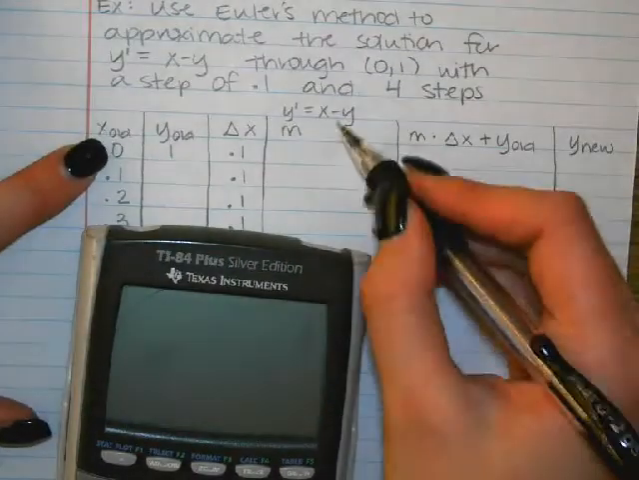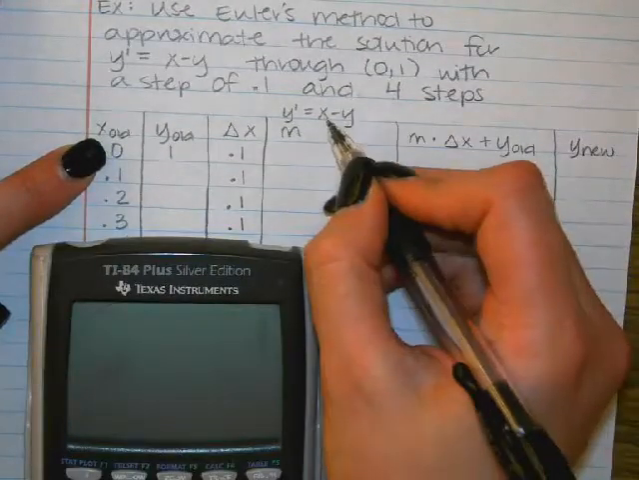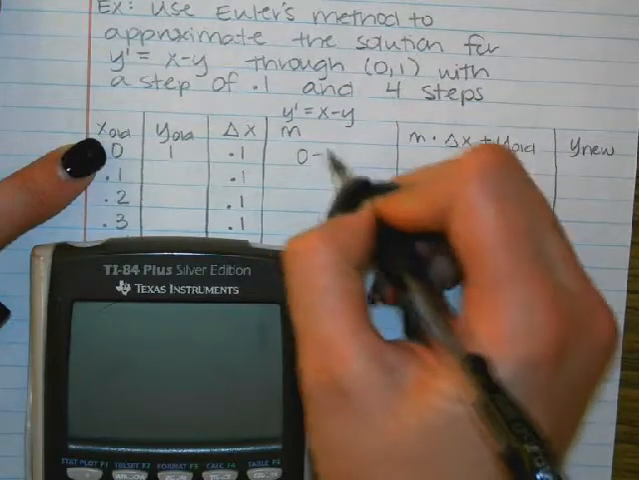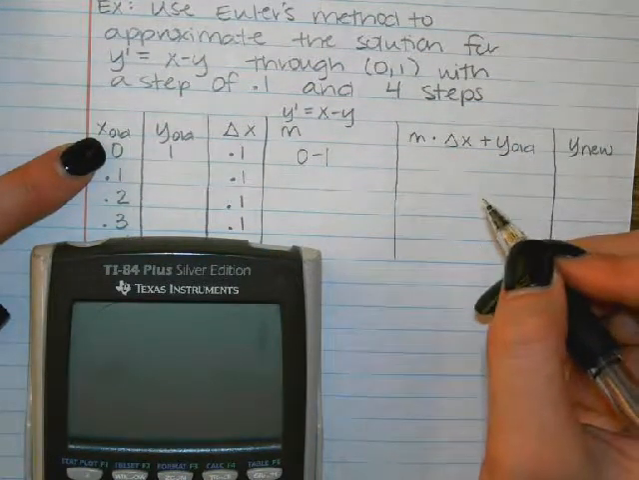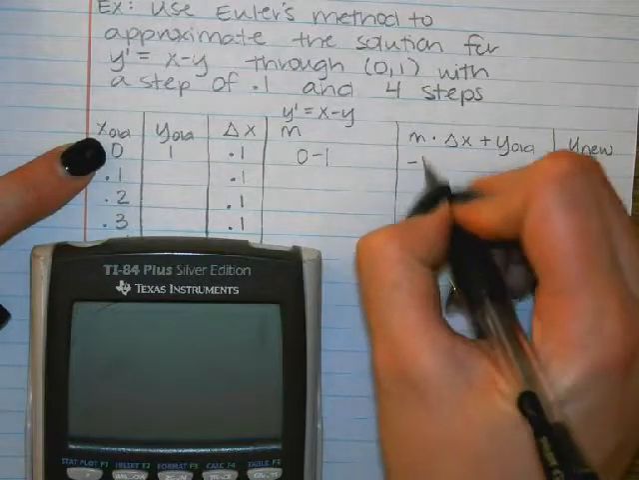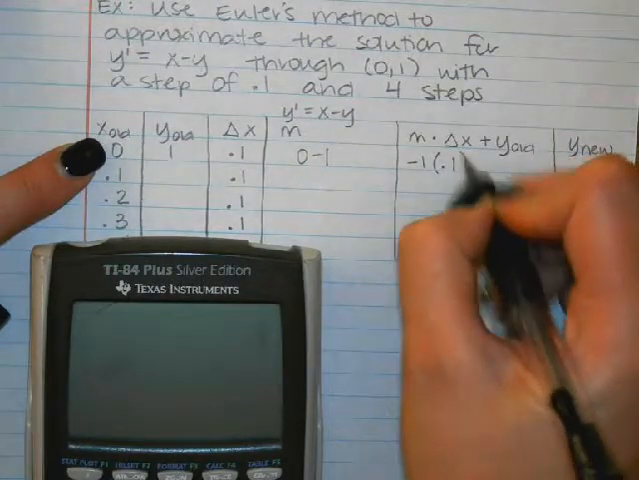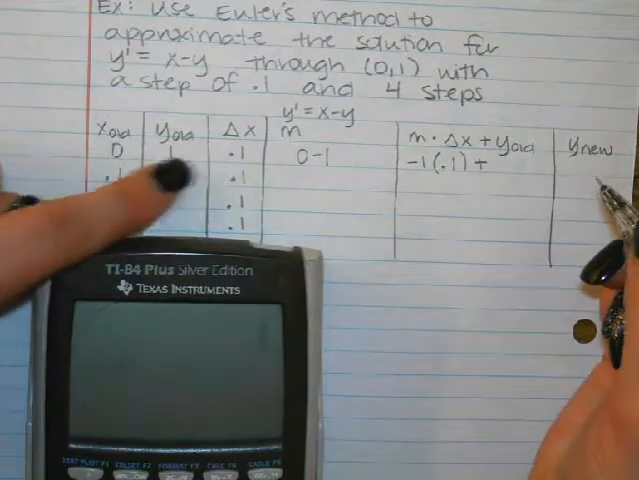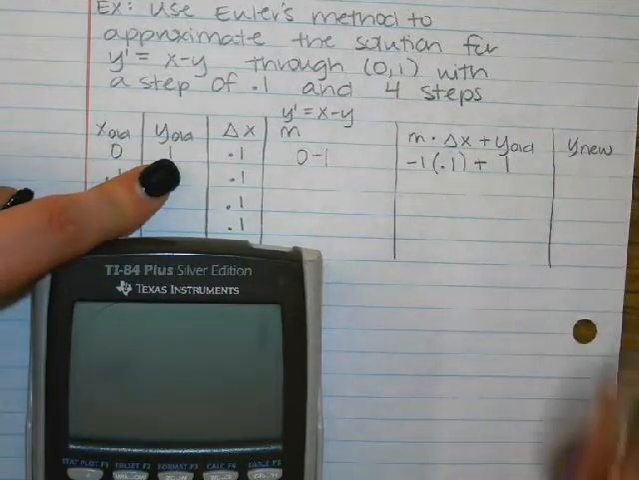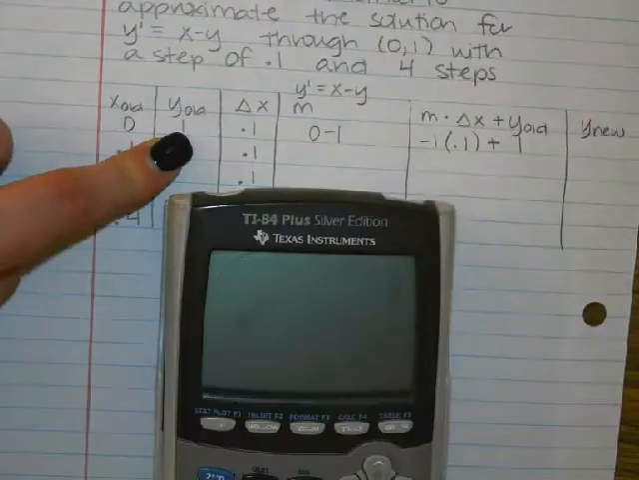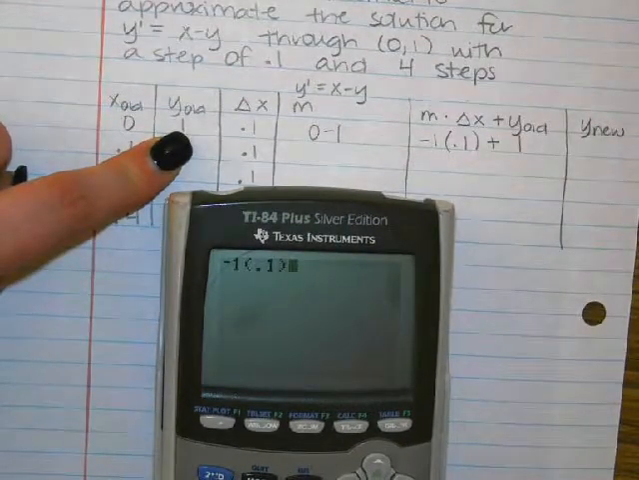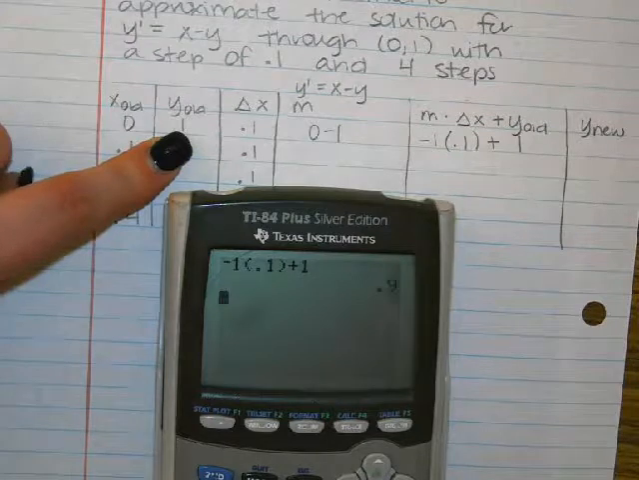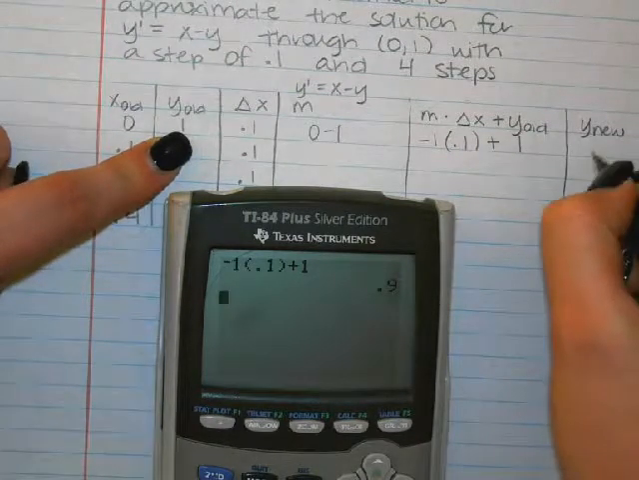So first column says the slope is based off x minus y, so 0 minus 1. So what is our slope for the first one? -1. So we have -1 times the change in x plus the old y-coordinate, which is 1. So my new y-coordinate is -1 times 0.1 plus 1. So my new y-coordinate is 0.9.